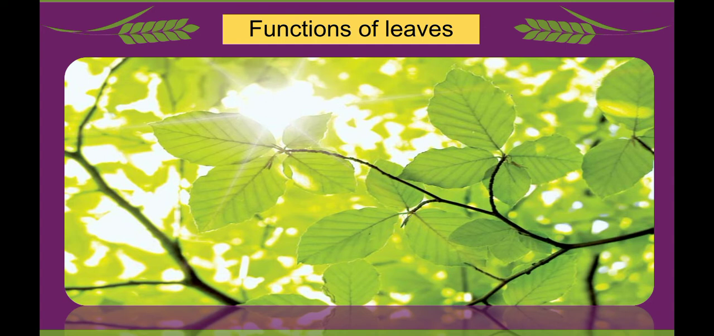This taking in of carbon dioxide and leaving out of oxygen happens through stomata. Plants breathe in carbon dioxide and breathe out oxygen through stomata. Like how we sweat and leave water from the body, plants also leave extra water through the leaves.